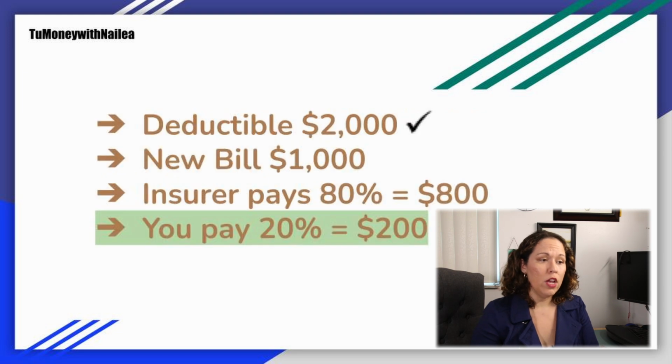So for example, you have a $2,000 deductible and you've already met it, so you have paid $2,000 out of pocket. After those $2,000, let's say you have another $1,000 health related bill. The insurance is going to pay 80% of that, or $800, and then you're going to get a bill in the mail for $200. That's 20% of that $1,000.